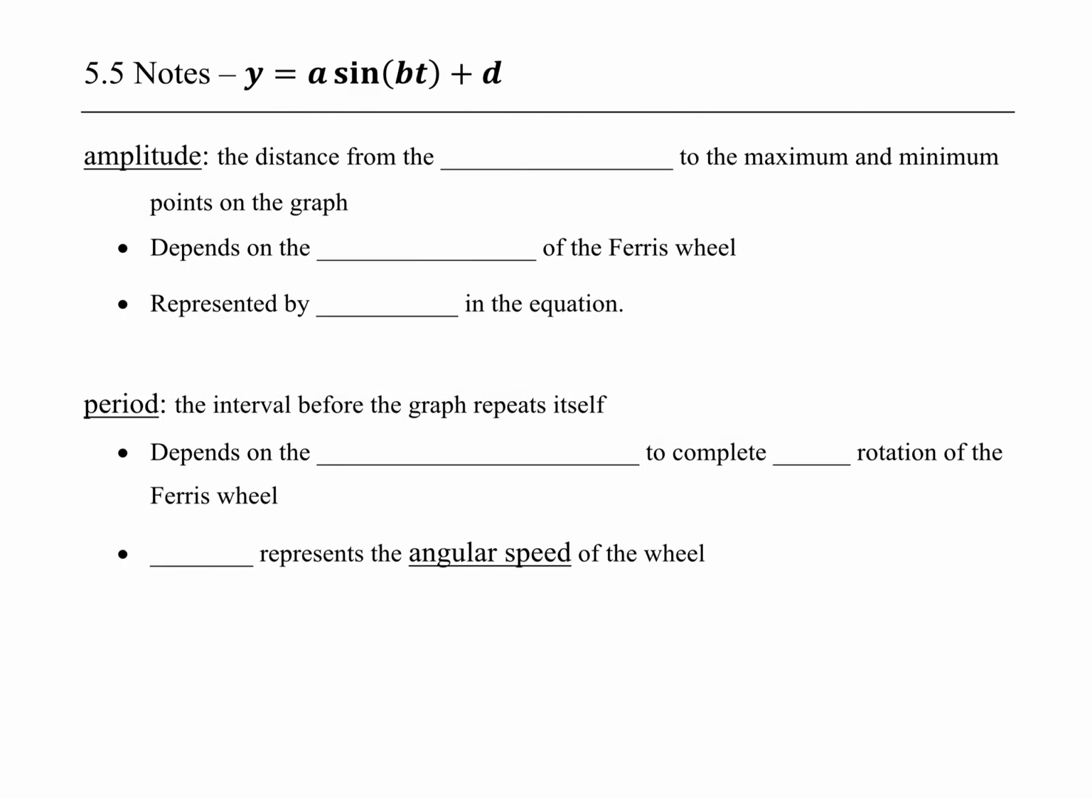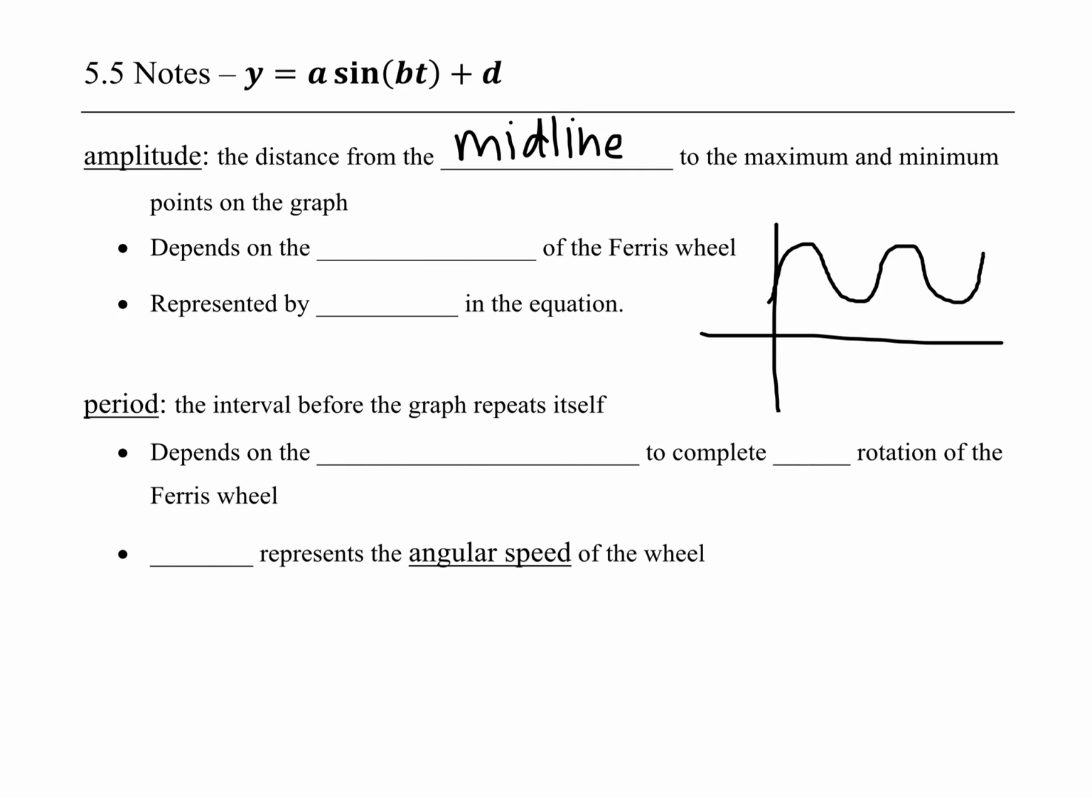The amplitude is the distance from the midline to either the maximum or the minimum. So on my graph, if this purple line is the midline, then the amplitude is this distance from the midline to the top or the midline to the bottom. This depends upon the radius of the Ferris wheel, and it is represented by A in the equation.